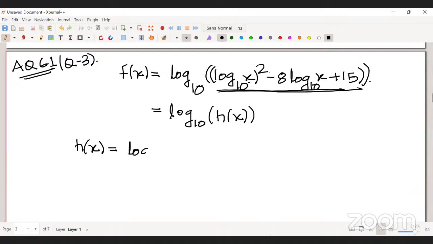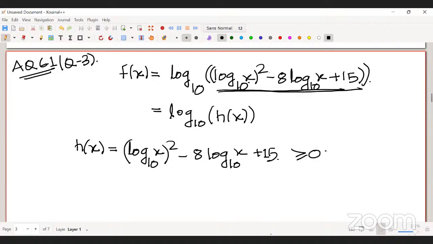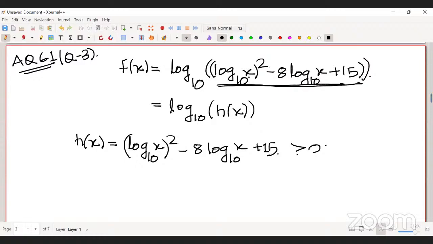So h of x is log base 10 x square minus 8 log x plus 15. We want all the values of x for which this h of x is greater than 0. It's not greater than or equal to 0, it's strictly greater than 0. So we have to solve this like a quadratic equation. Is it clear now? Yes, sir.